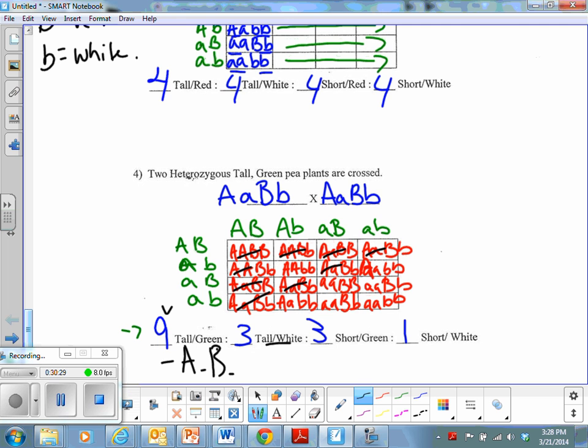Tall and white, if it's tall, one big A, two little B's, at least. All right, so big A, two little b's. 1, big A, two little b's. 2, no big A, no big A. 3, found them. All right, then short and green. Short is little a, and then green is at least one big B. So 1, 2, 3. Got that one, and there's the lonely little short white one, homozygous recessive.